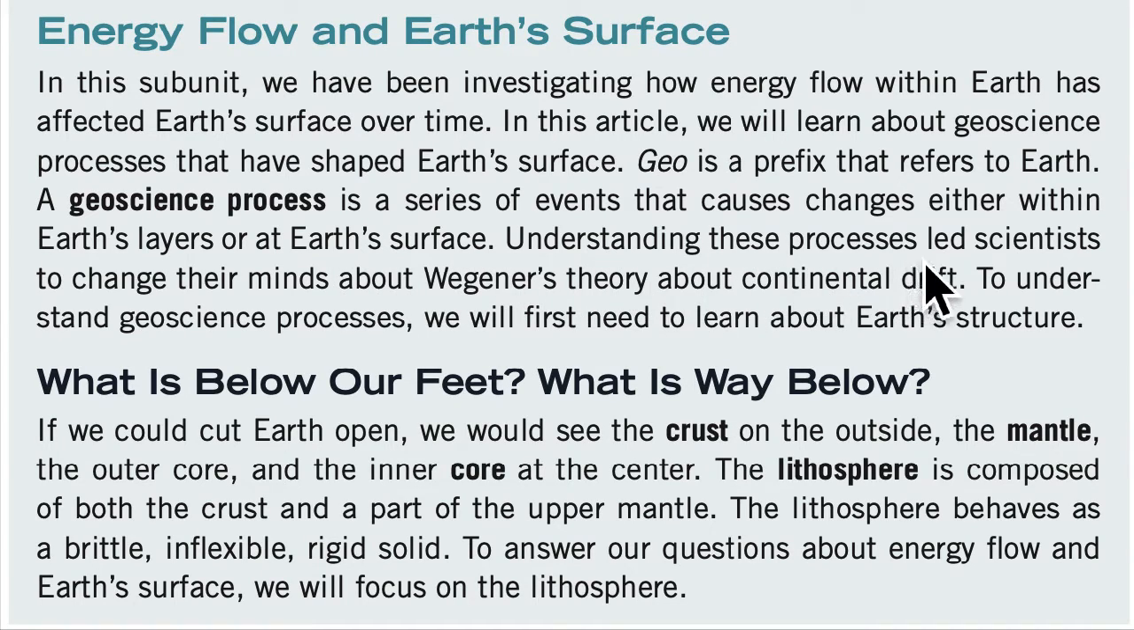Understanding these processes led scientists to change their minds about Wegener's theory about continental drift. To understand geoscience processes, we will first need to learn about Earth's structure. What is below our feet? What is way below? If we could cut Earth open, we would see the crust on the outside, the mantle, the outer core, and the inner core at the center.